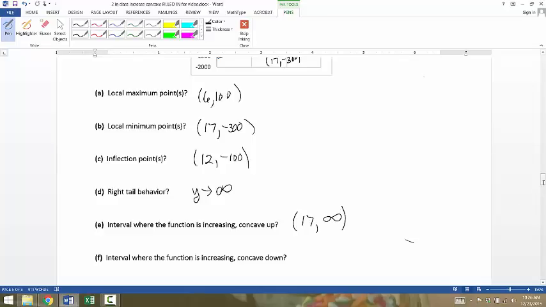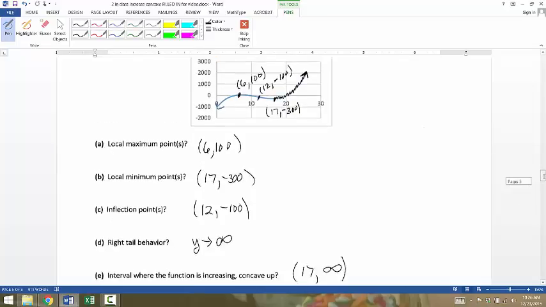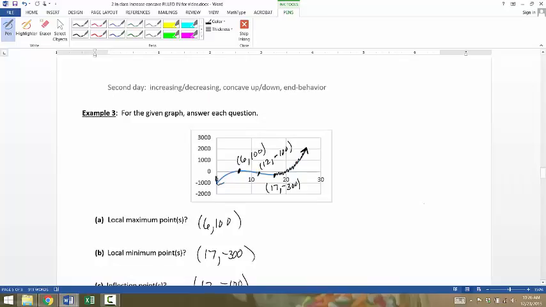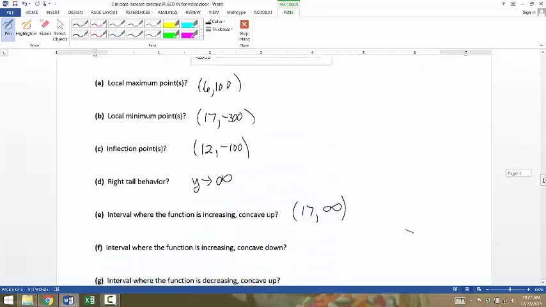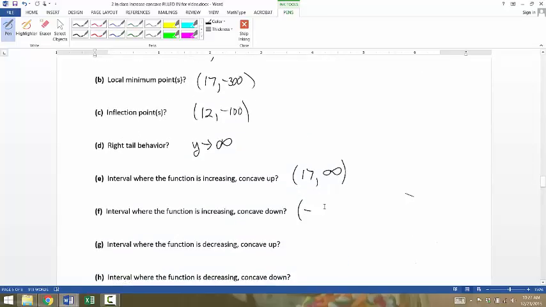Where is it increasing concave down? That's over here on the left side. It's going up, but it's concave down. So from -infinity on the left side up to 6 on the right side. So from -infinity up to 6.